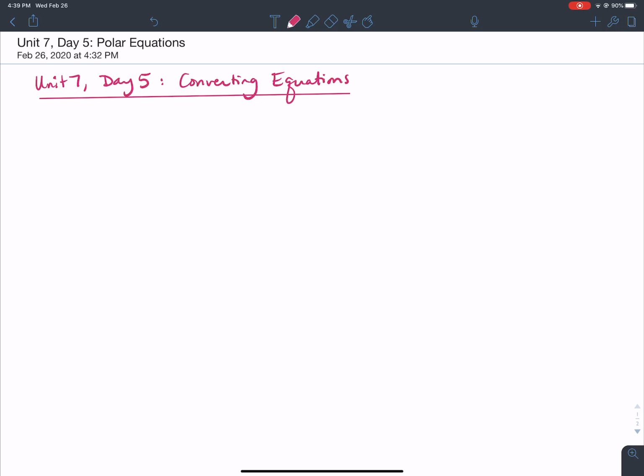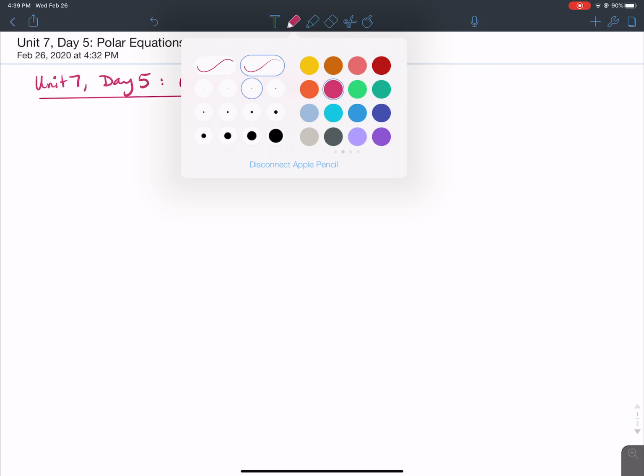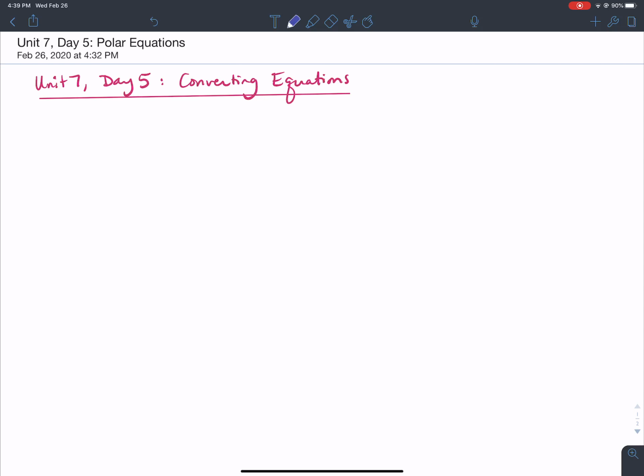Today we are talking about Unit 7, Day 5, which is converting our equations from polar form to rectangular form, and then rectangular form back to polar form. In order to do those conversions, we need to call on those formulas that we've developed over the course of this unit, and we wrote them down in our notes last class. We're going to refer to them throughout our lesson today.